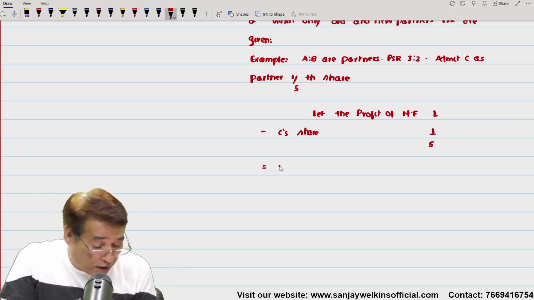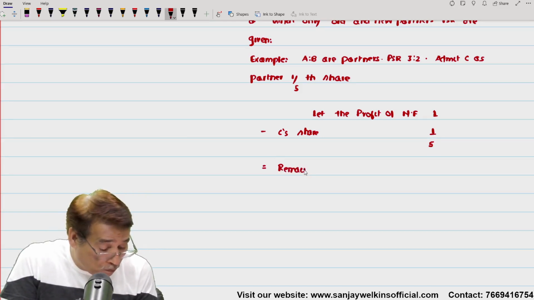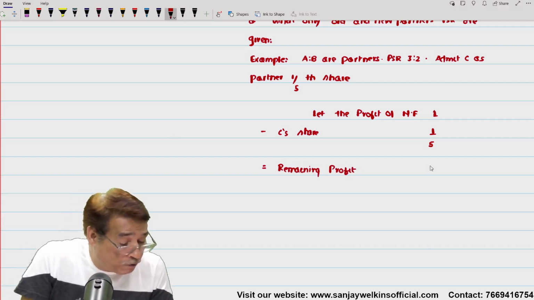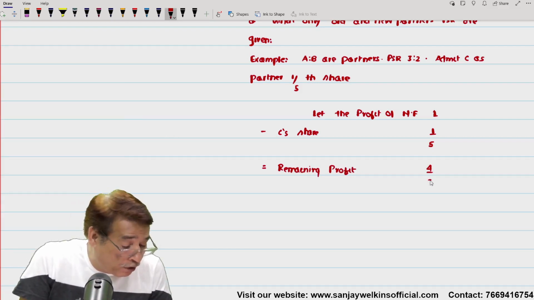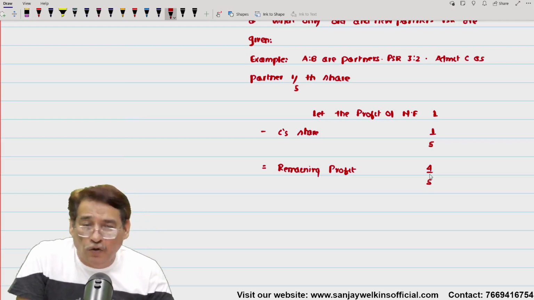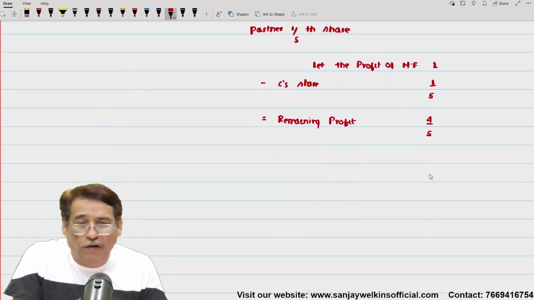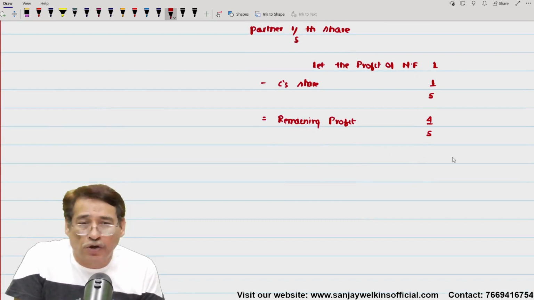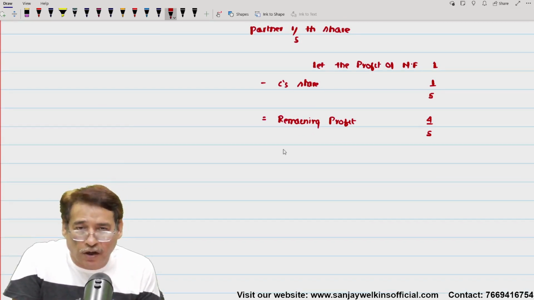So what is the remaining profit? The remaining profit means the profit available for old partners. 1 minus 1/5, the remaining profit, will be equal to 4/5. So in the new firm, the profit available for the old partners is equal to 4/5. And quite obviously, now they are going to share this profit in their ratio of 3:2.